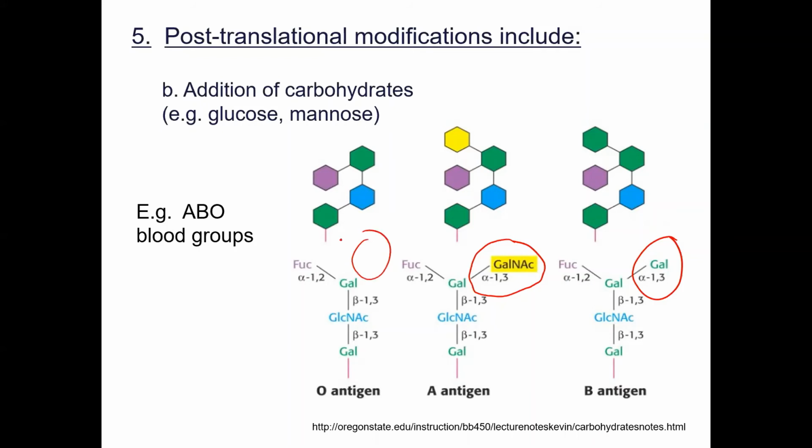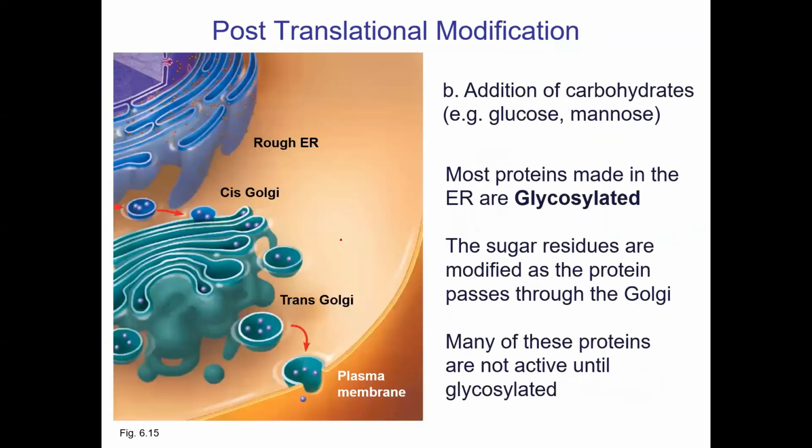So you have a third type of blood, right? Not going to get into all the biology of blood groups, but just pointing out that these are carbohydrates, and that's what glycosylation means. And these things are not active until the carbohydrate is added. So there's our rough ER, and there's our Golgi, and that's where the glycosylation occurs.